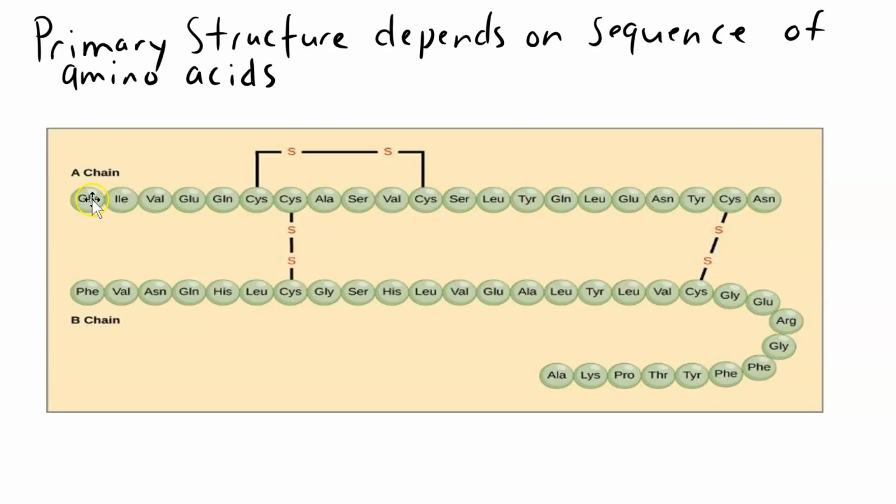So for example, here for the A chain of this insulin, you have a glycine and so on and so forth down the line. So these are the 3-letter abbreviations for each of the amino acids. Again, you're not at the stage where you're going to have to memorize those just yet, but understand that the first level of structure of a protein is the sequence of the amino acid monomers of that protein.